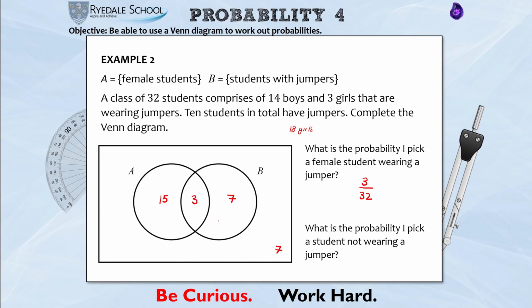What is the probability I pick a student not wearing a jumper? Let's be careful here. All of these students, these 10, have jumpers. So the ones not wearing jumpers are these 15 here, the girls that aren't wearing jumpers, and these 7 here. So altogether, there are 22 out of 32 not wearing jumpers, which cancels to 11/16.